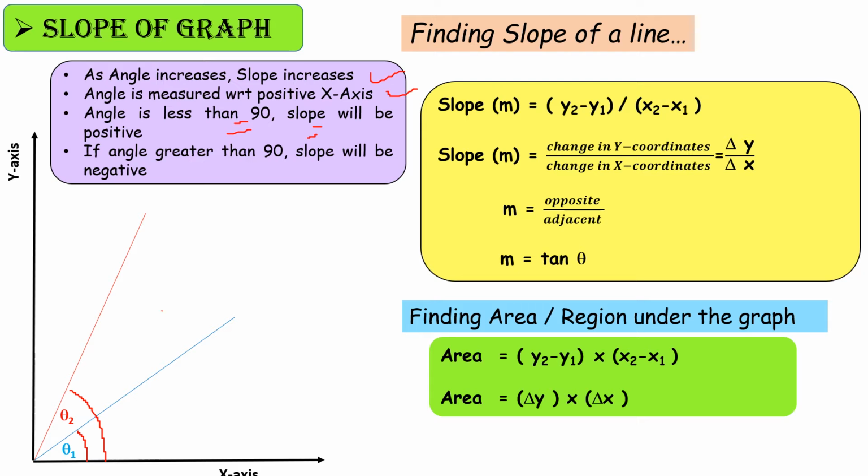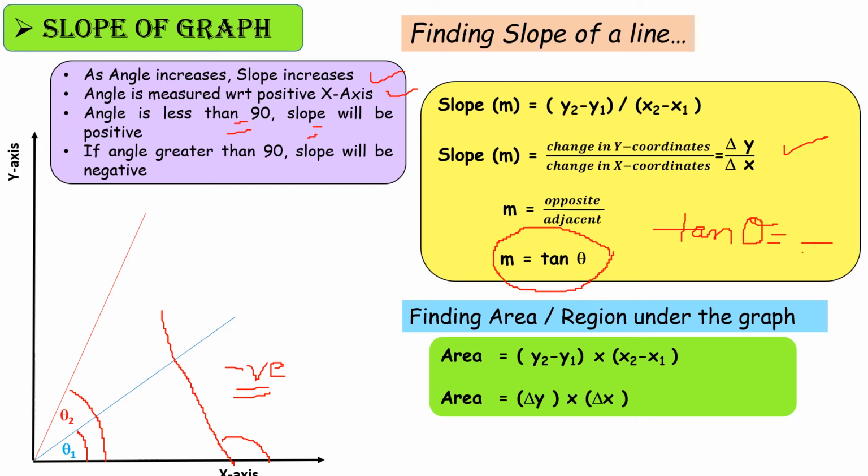But suppose if you had a line like this, now this angle is greater than 90. So for such line, the slope will be a negative slope. This you remember. Okay. Now how do you find the slope? It is y2 minus y1 upon x2 minus x1, or we say change in y coordinates upon change in x coordinates. So change in y is basically the opposite side for that angle, and change in x is the adjacent side. So we say opposite upon adjacent, which is tan theta in terms of trigonometry. So basically when we want to find the slope, we have to find tan of that angle. That will give us the slope.